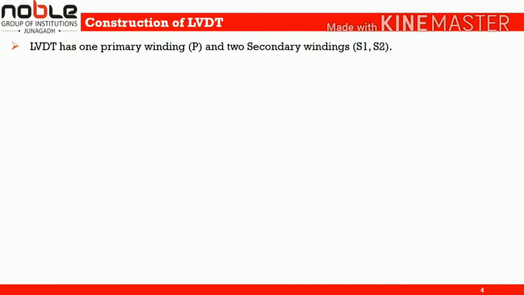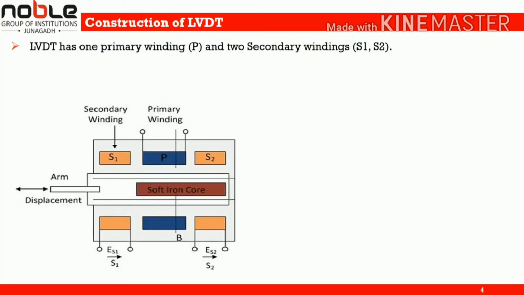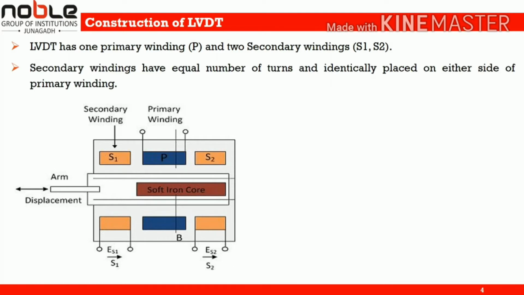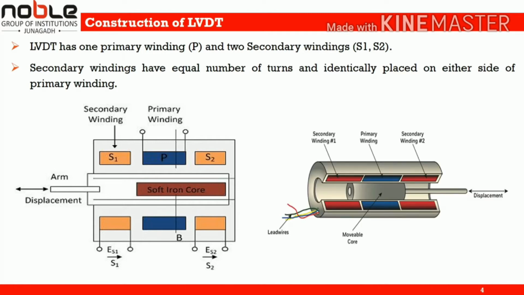Now let us see the construction of LVDT. LVDT has one primary winding and two secondary windings. As we can see in the figure, there is one primary winding, that is P, and two secondary windings S1 and S2. Secondary windings have an equal number of turns and are identically placed on either side of the primary winding. Here in the second figure we have a cut section of LVDT. In that there is one primary winding, two secondary windings and one movable core, and the displacement is measured with the help of the movement of the core.